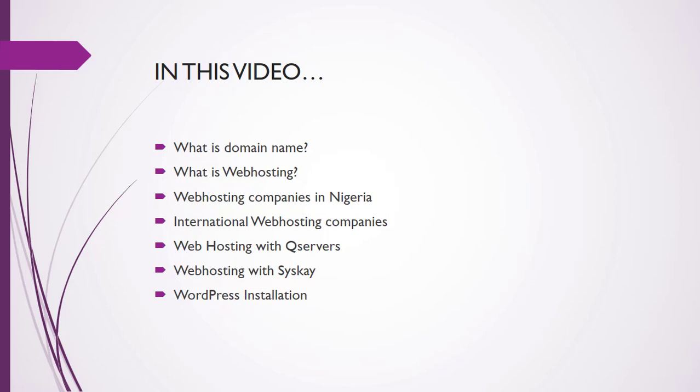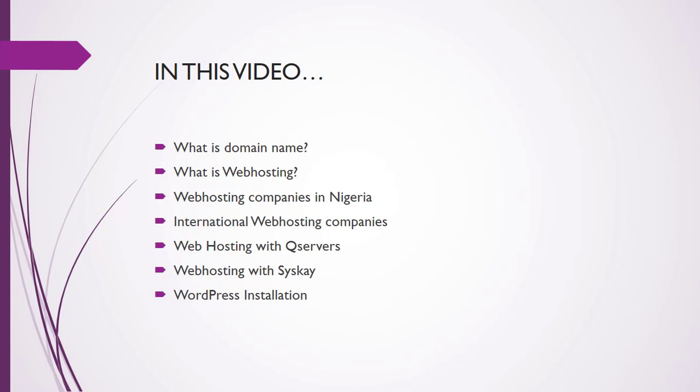In this video we'll examine what a domain name is, then we'll go on to see what web hosting is. You'll see web hosting companies in Nigeria, you'll see international web hosting companies, and then we'll take a look at web hosting with Q Servers. Q Servers is one of the Nigerian companies, and after that we'll also see web hosting with CSK. Okay, so that's how you can get your domain name and web hosting with these companies. Then lastly we are going to do our WordPress installation, and then you'll be ready to start designing.